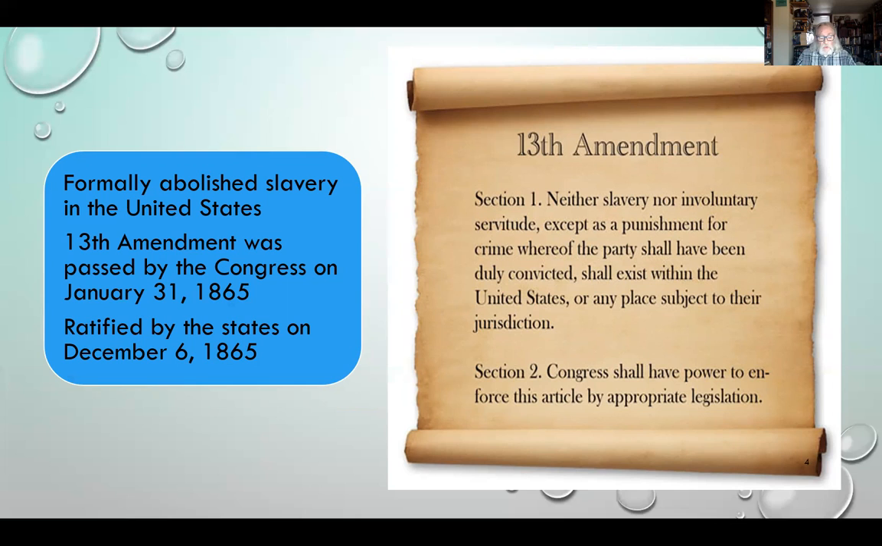And so the 13th Amendment applies like the force of law to all parts of American society since this time, 1865.